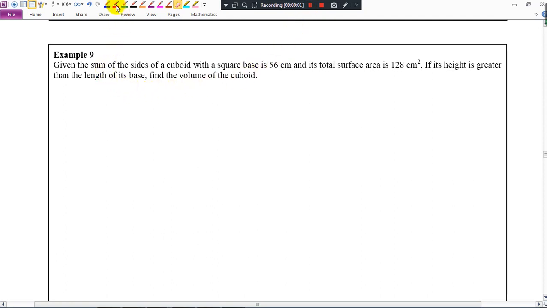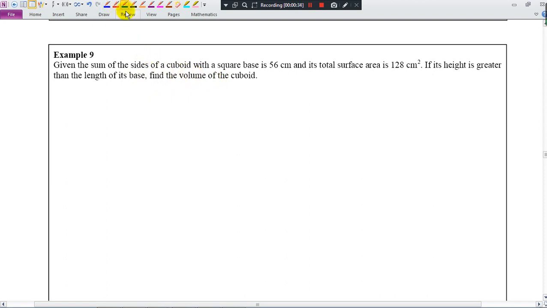Okay, let's try this question. For these questions, no equations are given to us, so we need to understand the given situation and form the equation ourselves. Okay, let's try. Given the sum of the sides of a cuboid with a square base is 56 centimeters and its total surface area is 128 square centimeters. If its height is greater than the length of its base, find the volume of the cuboid.